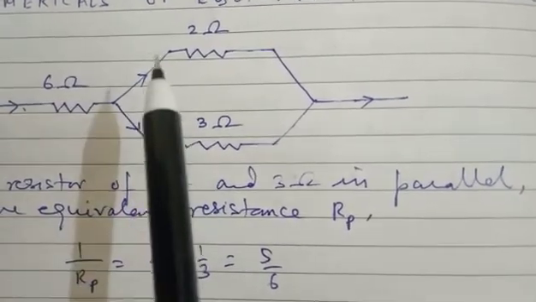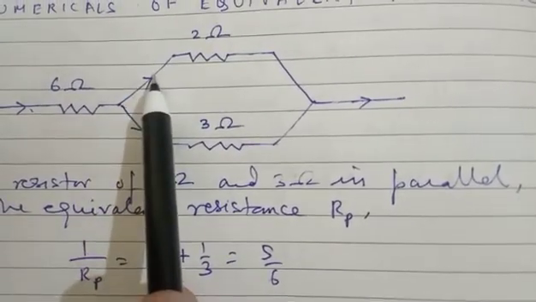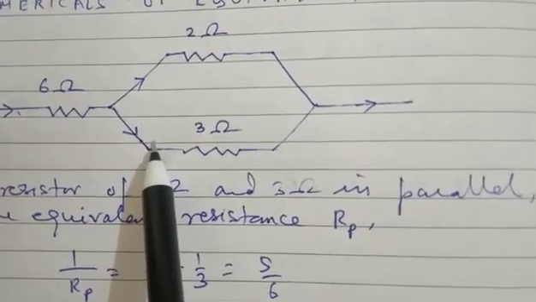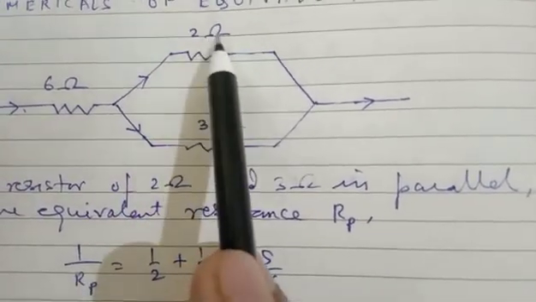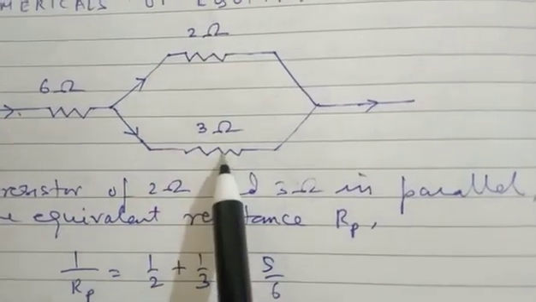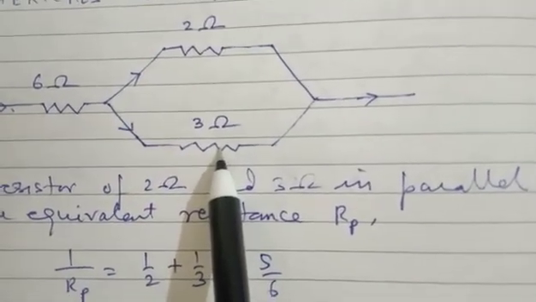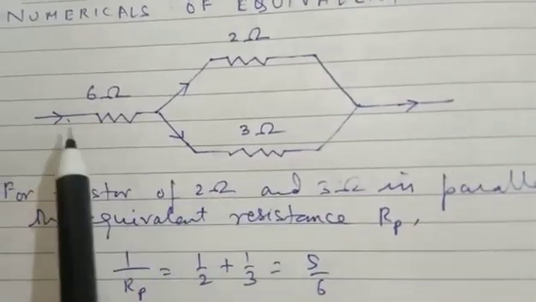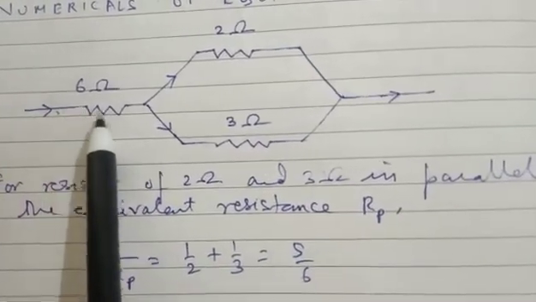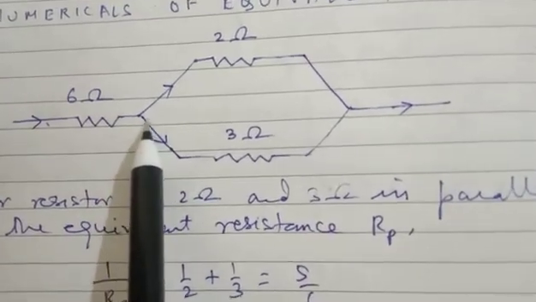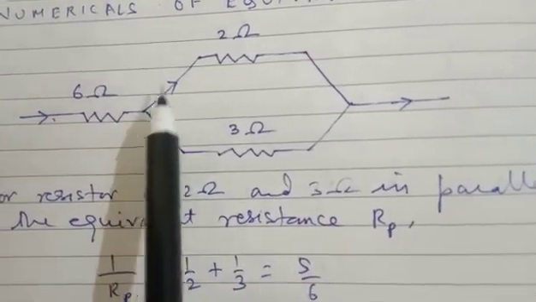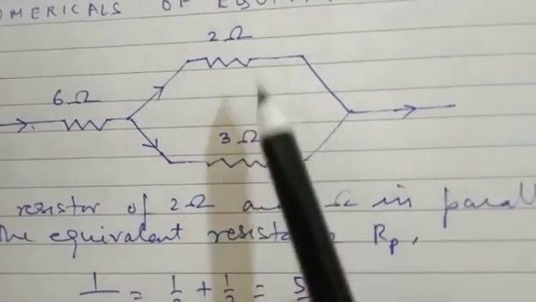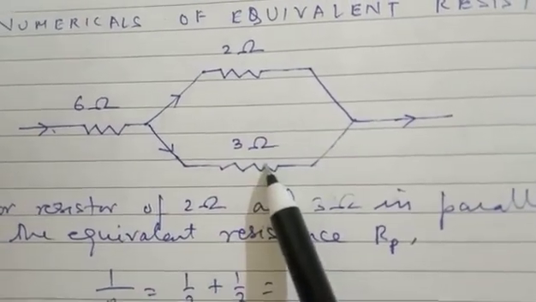Now, since the current has been broken up into two parts, that means the two resistances, 2 ohm and 3 ohm, are connected in parallel. So as you can see in the circuit here, the current is passing through 6 ohm. After reaching this point, it is divided into two parts, and these two parts are connected in parallel.